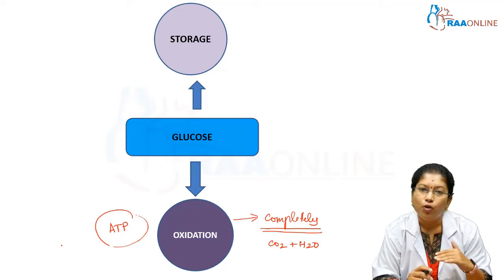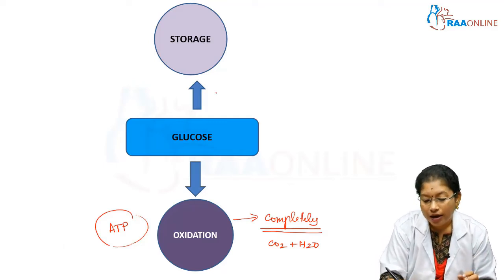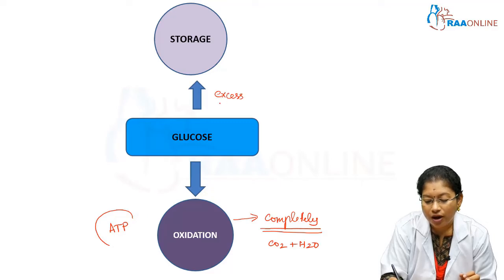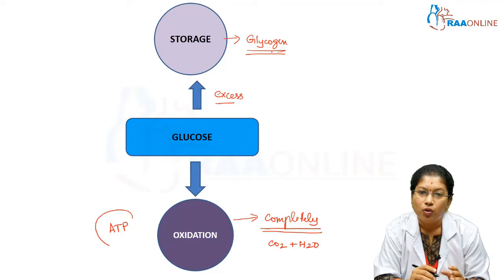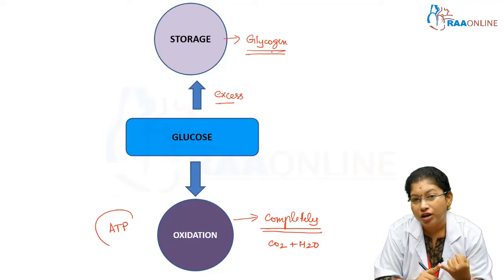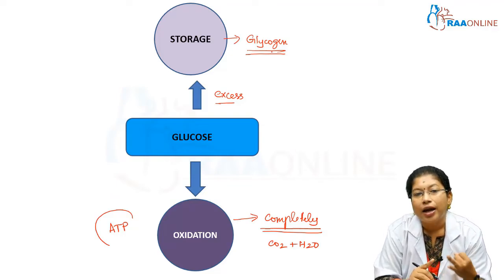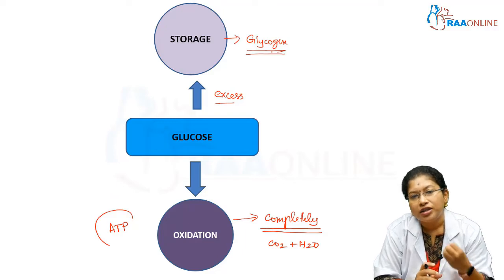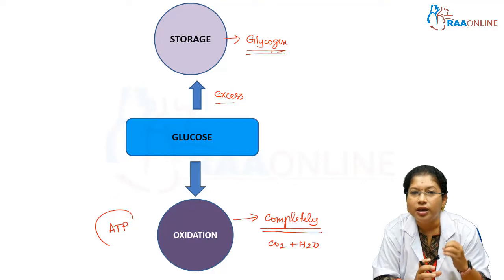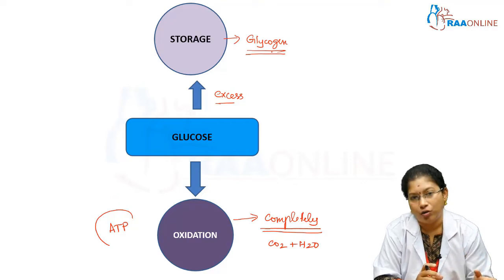Whenever glucose is present in excess, it is stored as glycogen in liver and muscles. So first, it is used for energy production, and when present in excess, it helps in the storage of glucose as glycogen in liver and muscles. And some of the products of glycolysis are used as intermediates for other metabolisms.